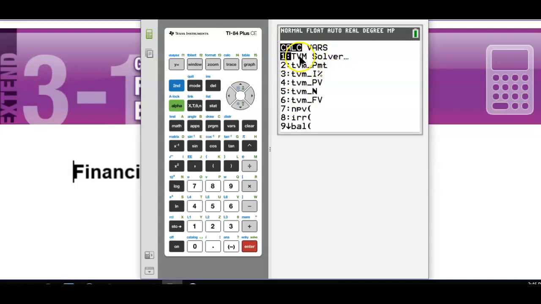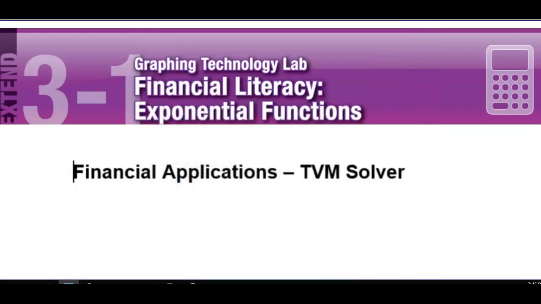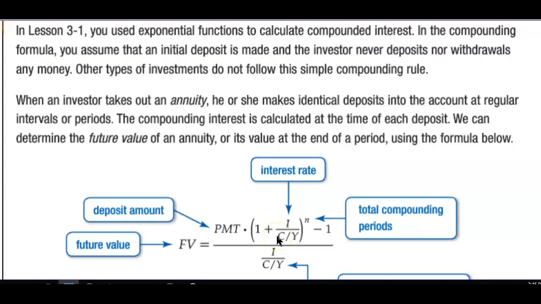It's the time value of money solver. It means you can put your cursor anywhere and solve for any of those things. So that's what we're going to use. So it's apps and then enter twice to get here. Now we need to talk about what all these stand for. So I'm going to go to the next slide here.